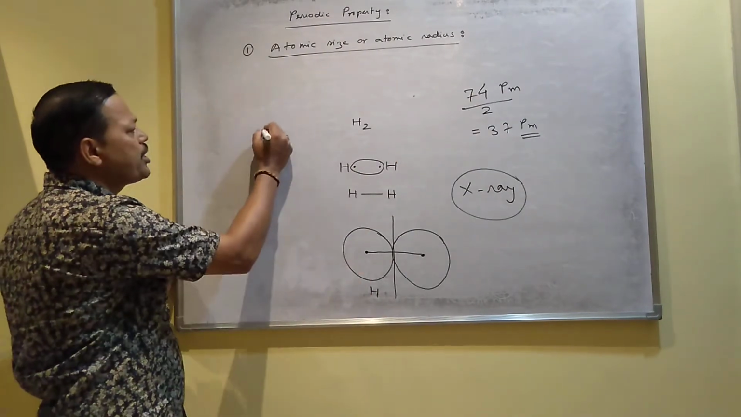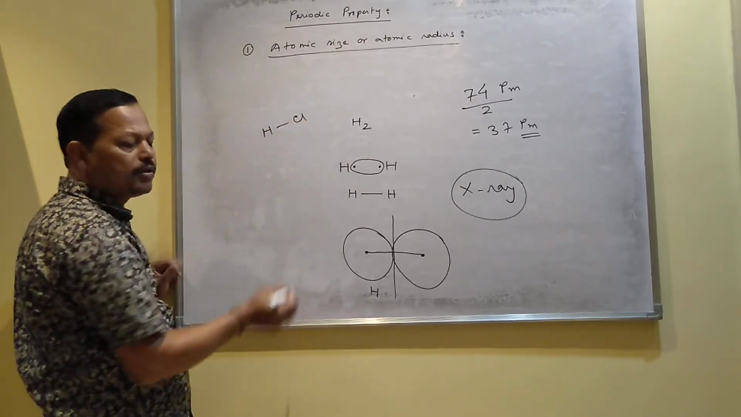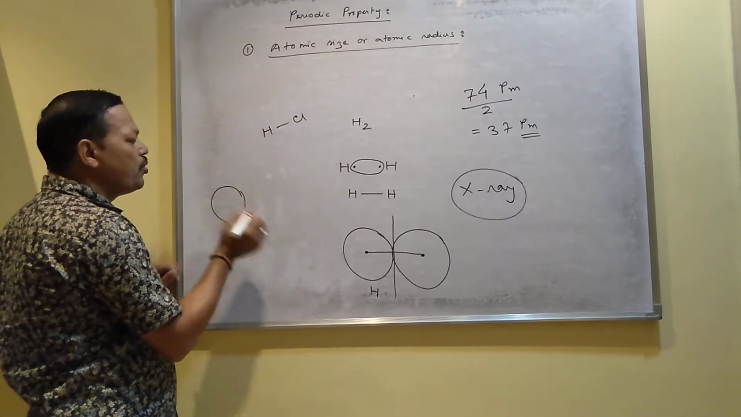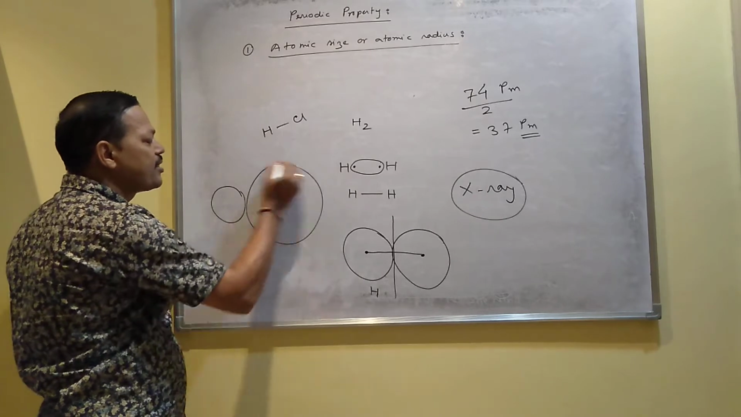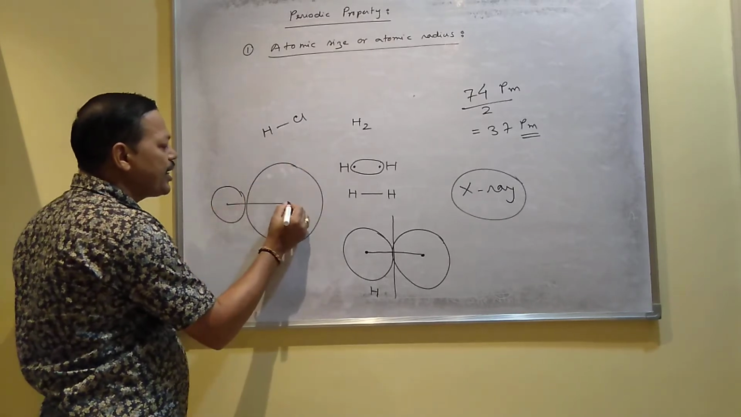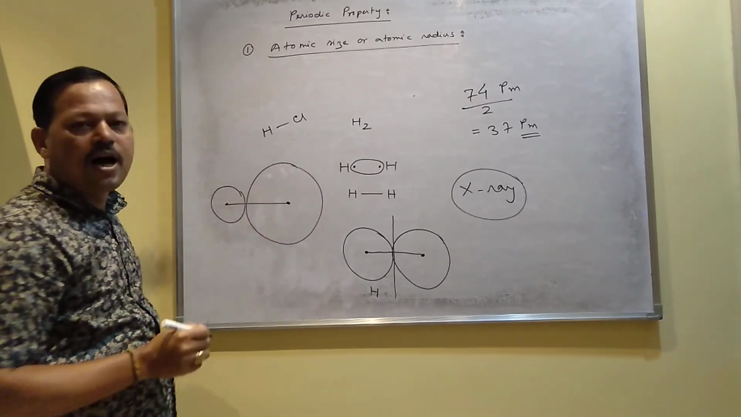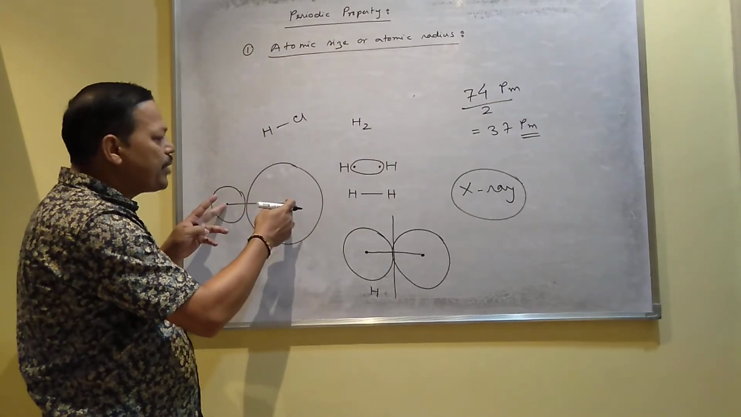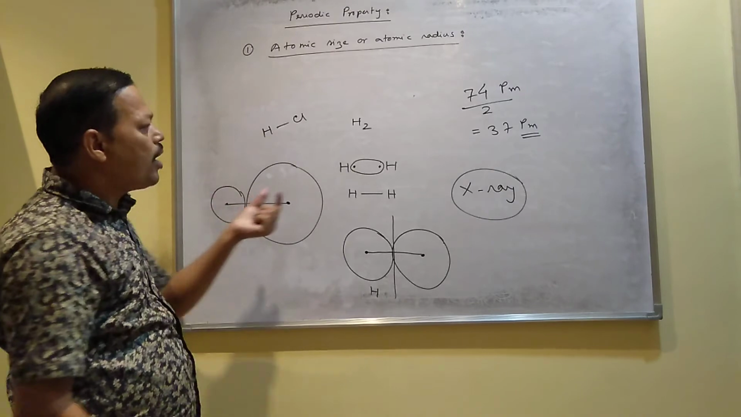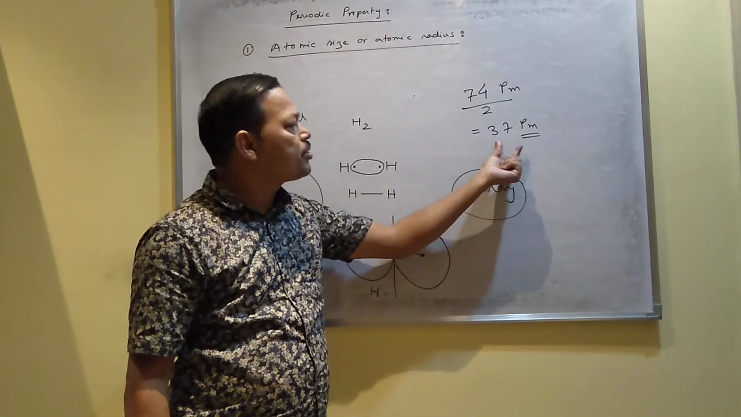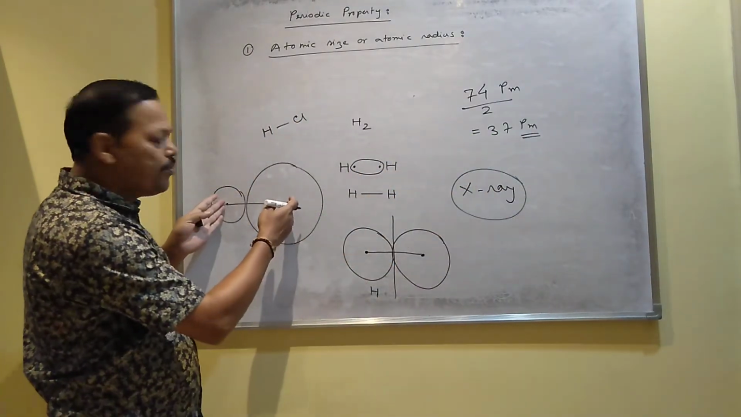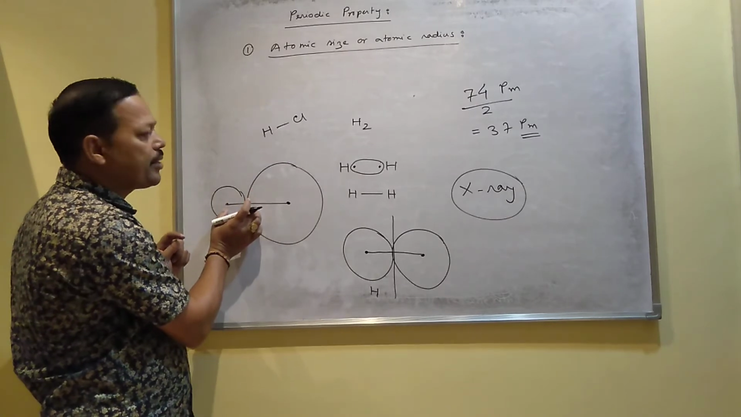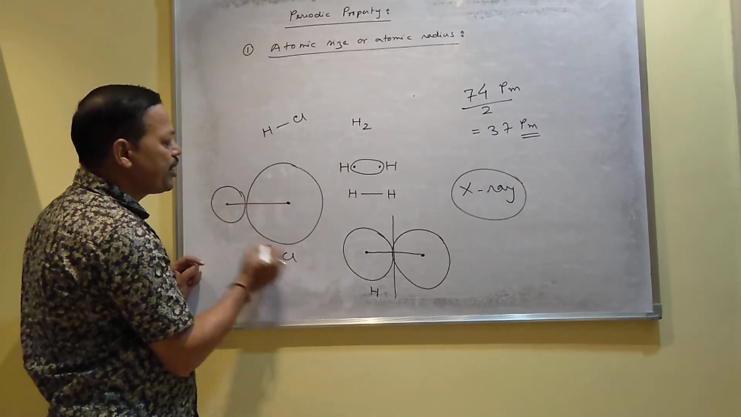But suppose a bond is present between hydrogen and chlorine. So hydrogen is small, you know, but chlorine is larger, like this. So this is the length of the bond. Here you cannot do half. First you determine the length of the bond. After determining the length of the bond, as you know hydrogen radius is 37 suppose. So what is the length of the bond? From that you subtract 37, you will get the radius of the chlorine atom.